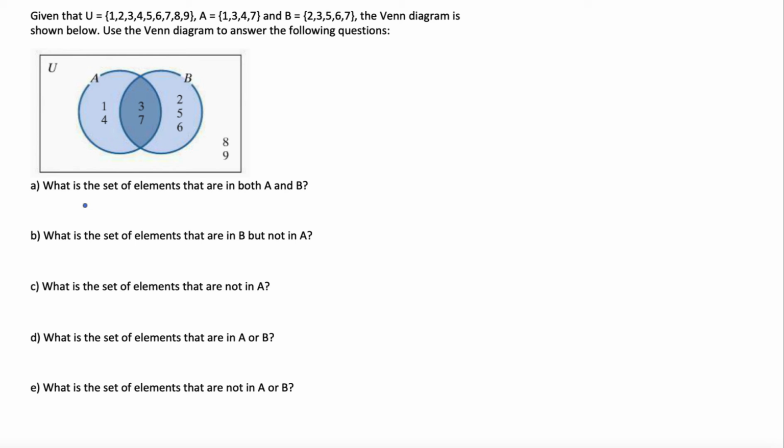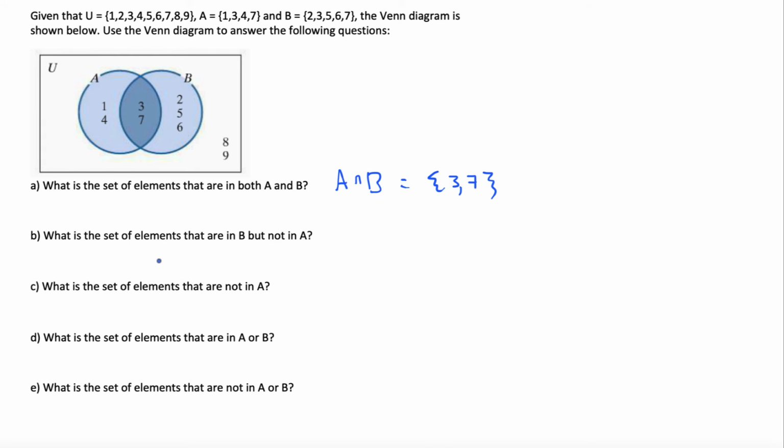Okay, so what is the set of elements that are in both A and B? Now we don't really need a Venn diagram to answer that question, but we can see it here in the Venn diagram. In notation, we would write that with the A with the upside down U. That stands for the intersection, and that would be the set of elements, in this case, 3 and 7.